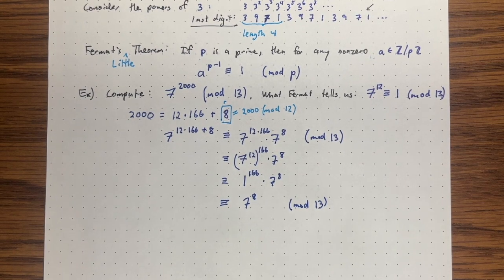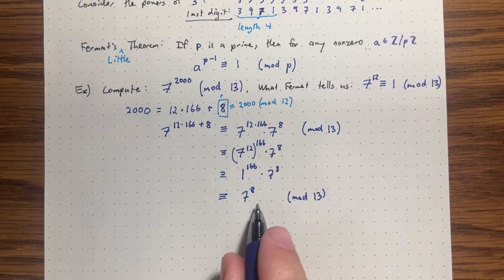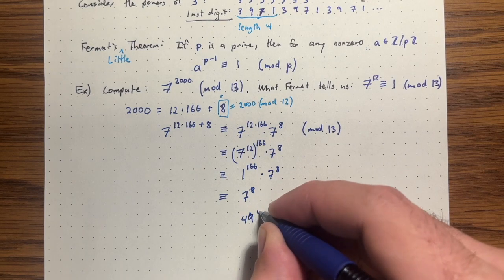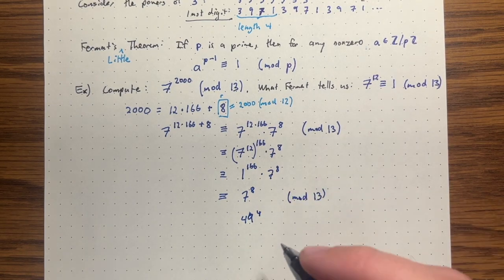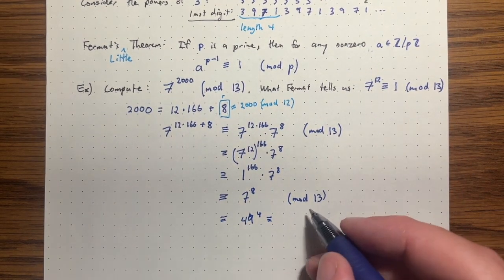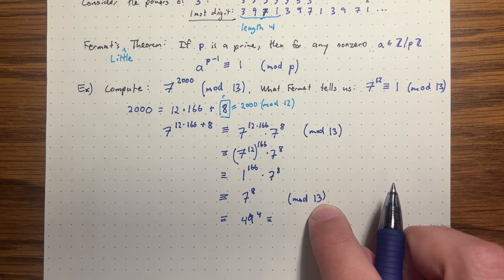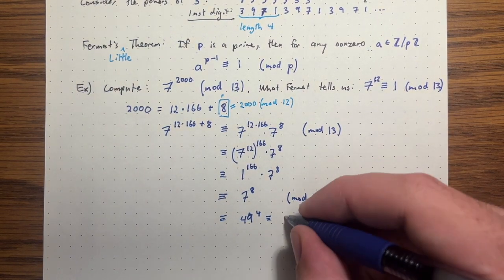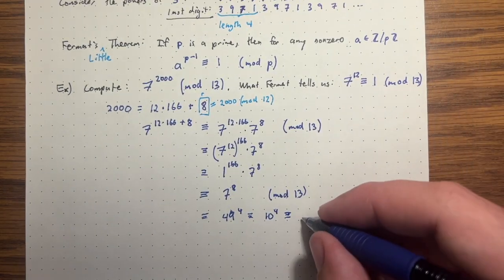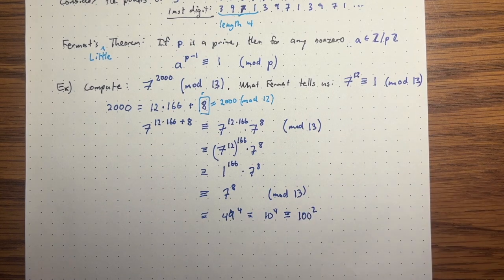And how do you do 7 to the 8? Well, let's go ahead and try to figure that out. It's the same as 49 to the 4, 7 squared to the 4, right? But we can always replace 49 with anything that's congruent modulo 13. So 39 is a multiple of 13, so this is 10 to the 4. 10 squared is 100, so you have 100 squared.